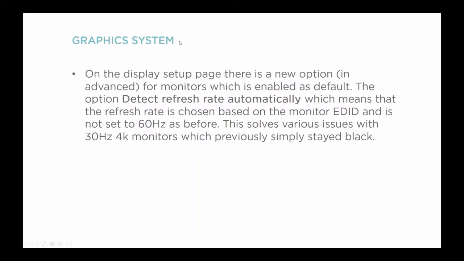There's a little tweak in the graphics system in the X.org. We used to force all the monitors to use 60 Hertz, and now we're actually looking at the EDID data and check what is supported. And if you have a monitor that can do 4K at 30 Hertz, we respect that and treat it accordingly. And previously, it just would have stayed black. So that's really a bug fix.